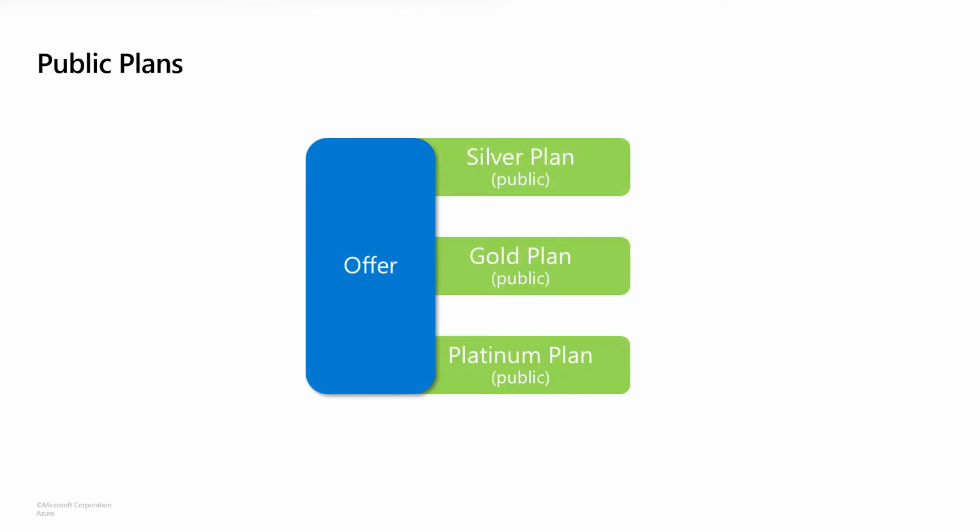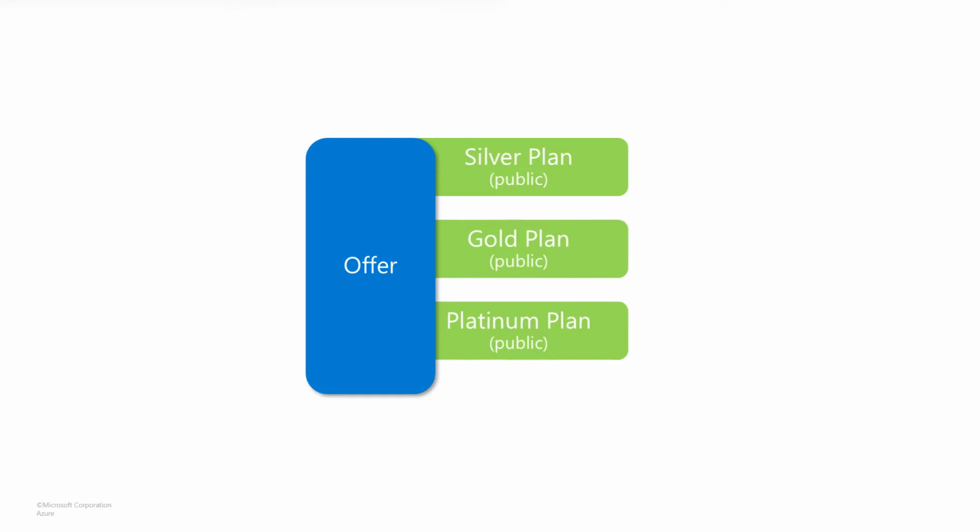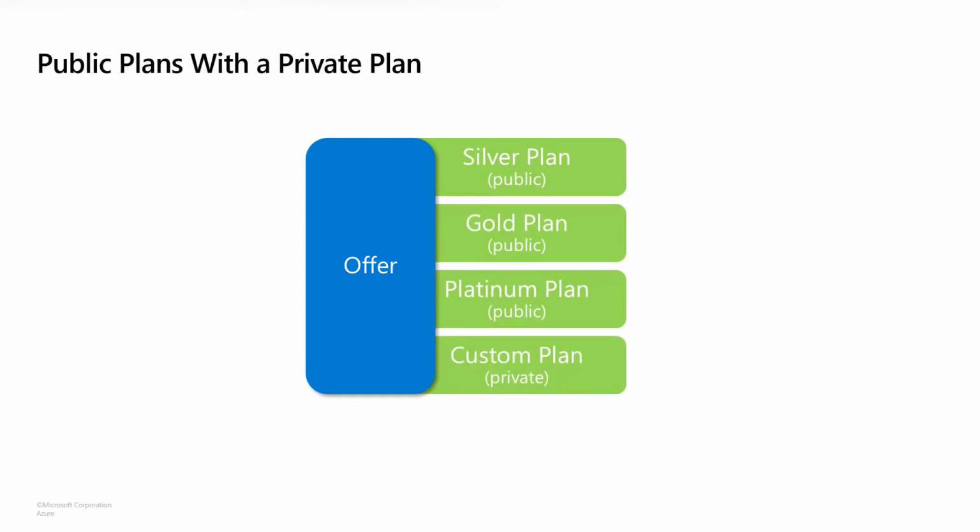So let's look at how this works in practice. Here we have an offer with 3 public plans, but perhaps you've negotiated a special price with the publisher, or perhaps you've agreed on custom terms and conditions, different than those on the public plans. What happens when the publisher adds a private plan? The short answer is that they just create the plan with custom pricing or with custom terms and conditions or whatever other specialty agreement you've come to together.